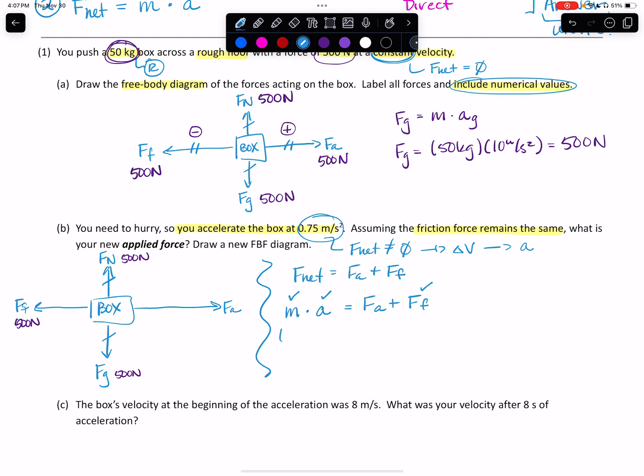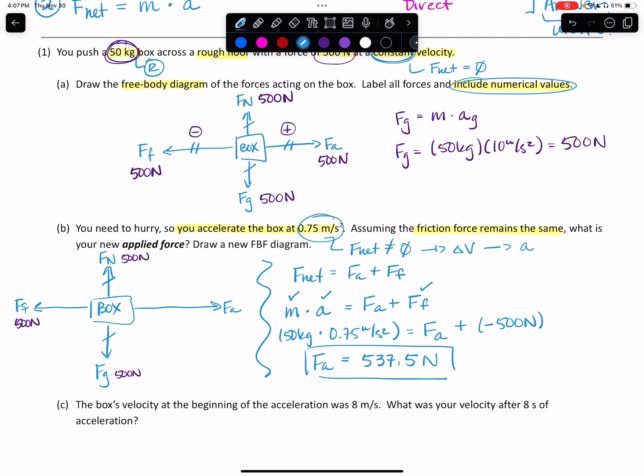All right, so I have 50 kilograms times 0.75 meters per second squared. That's going to be equal to my unknown FA and adding my negative 500 newtons. All right, now the negative is because of the direction that frictional force points. All right, so do not forget the negative. Signs are very important here. All right, so I plug this into my calculator and I solve, and I find that my applied force is 537.5 newtons.